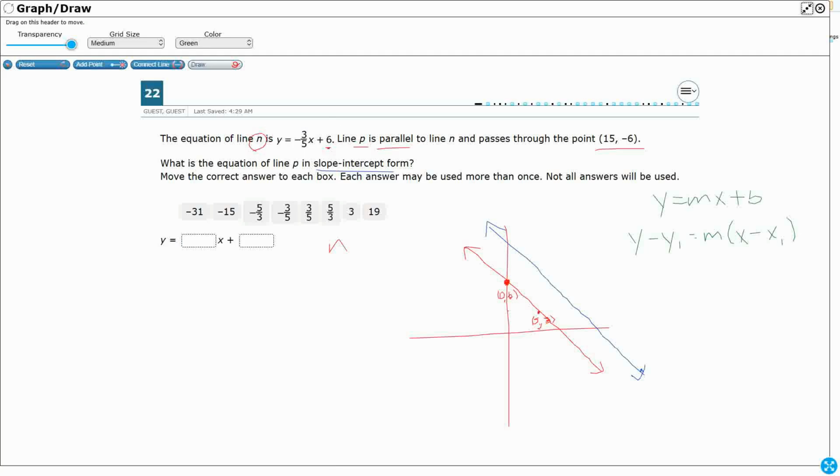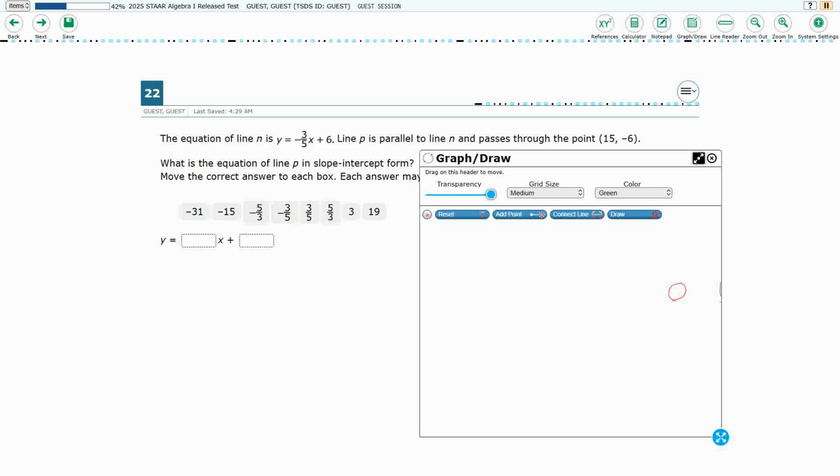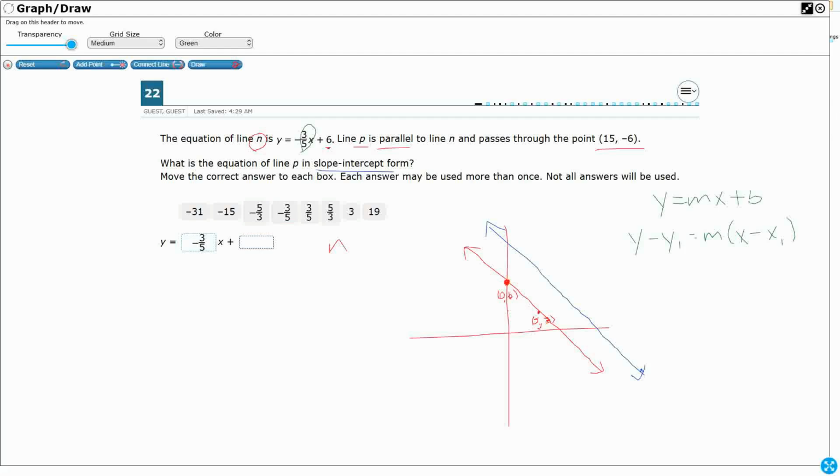Now, one thing we need to know is that one of these answers is extremely easy, and it's what is the slope of the new line? Well, the new line is going to be parallel to the other line, which means they have identical slopes. So parallel lines have identical slopes. If the first line is negative 3/5, well, then guess what that next line is going to be? Negative 3/5. No calculation needed. We simply need the calculation to figure out what that b is.